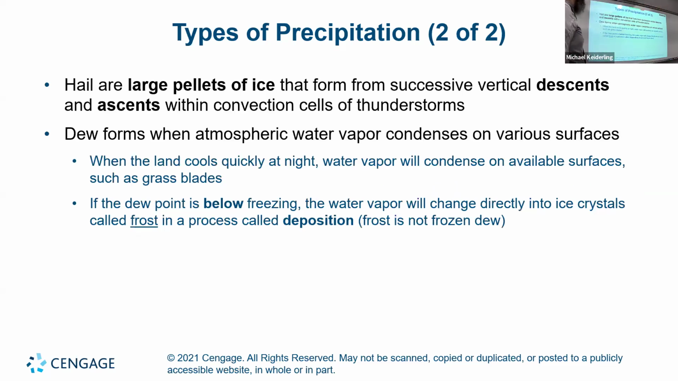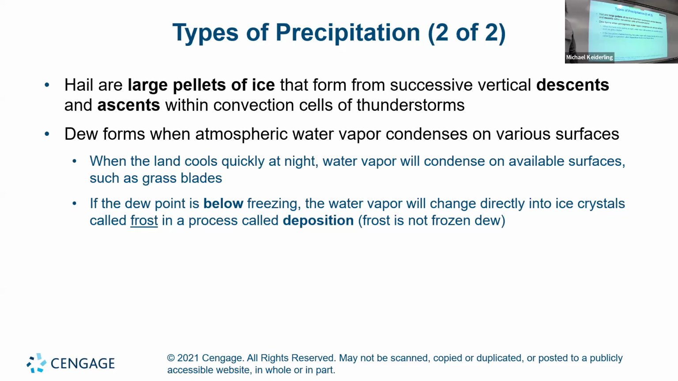Hail are large pellets of ice that form from successive vertical descents and ascents within convection cells of thunderstorms. So hailstorms form as these pellets of ice get cycled up and down and build up layers of ice in each cycle. So if you cut a hailstone in half, it'll have concentric shells as it builds up layers.